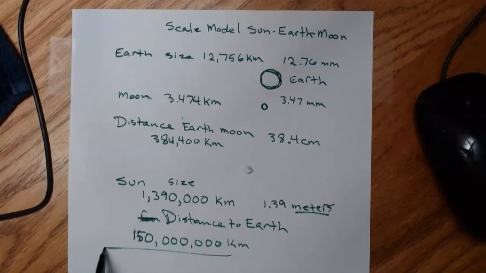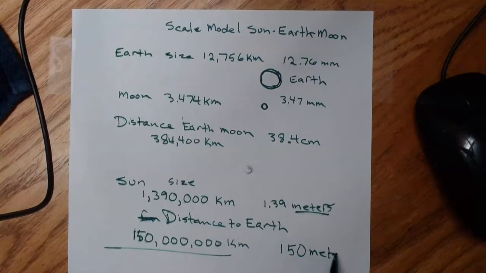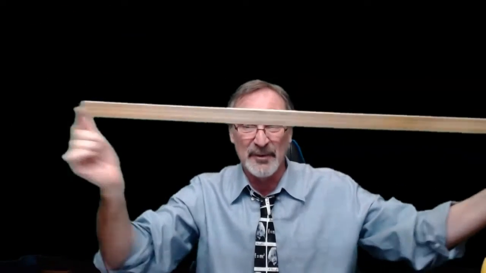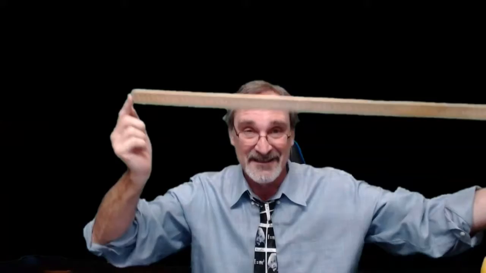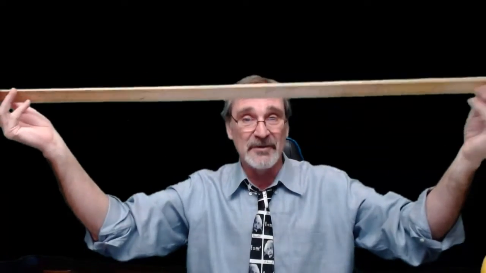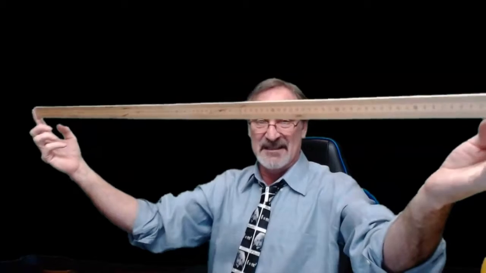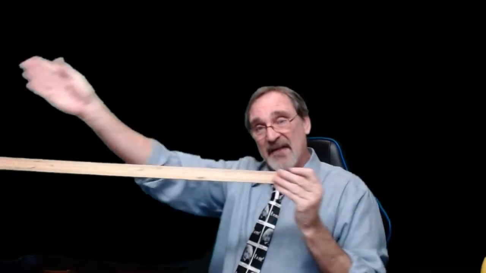Now, in our scale of 1,000,000,000 to 1, that would turn it into 150 meters. That means 150 of these. If you put 150 of these end to end, that would be the right size. Now, look at this. This is long. For me to pace it out, I have to make a long step. So watch the rest of the video about how this is done.